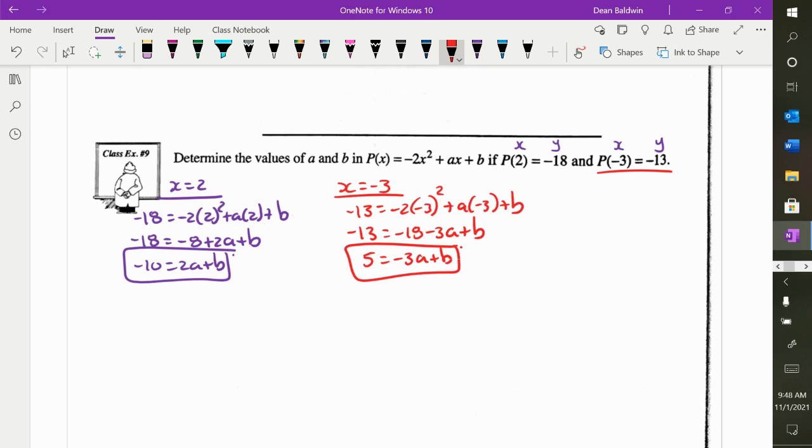Okay, I've got two unknowns, a and b. I have two equations. How do I solve? What do we do? Substitute what? You're right. But how am I going to do that?